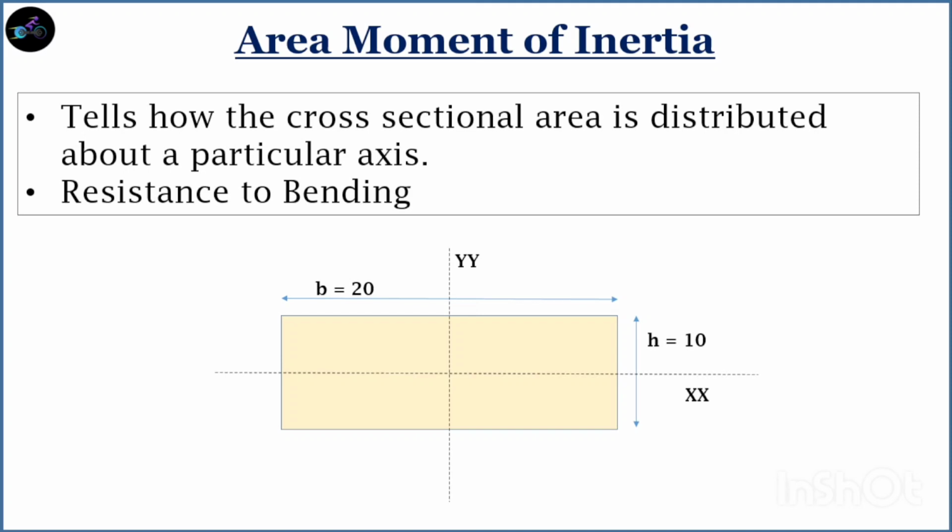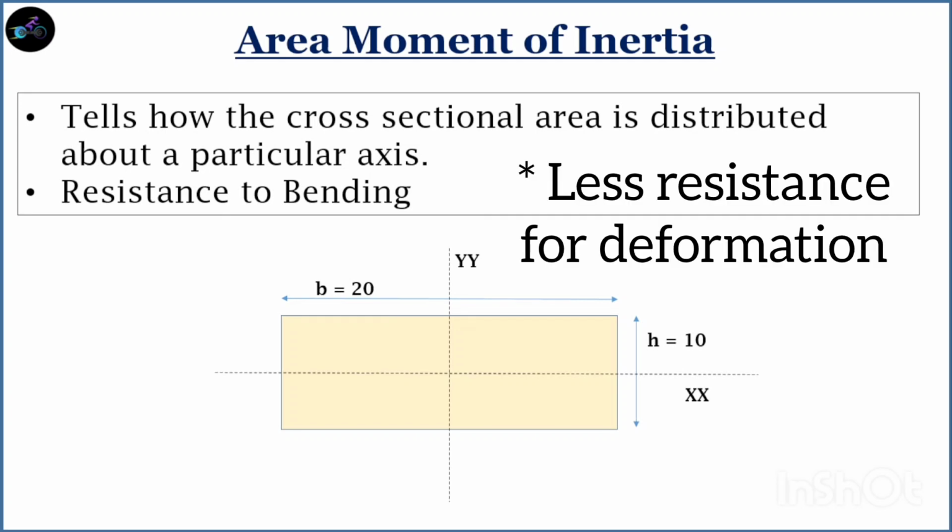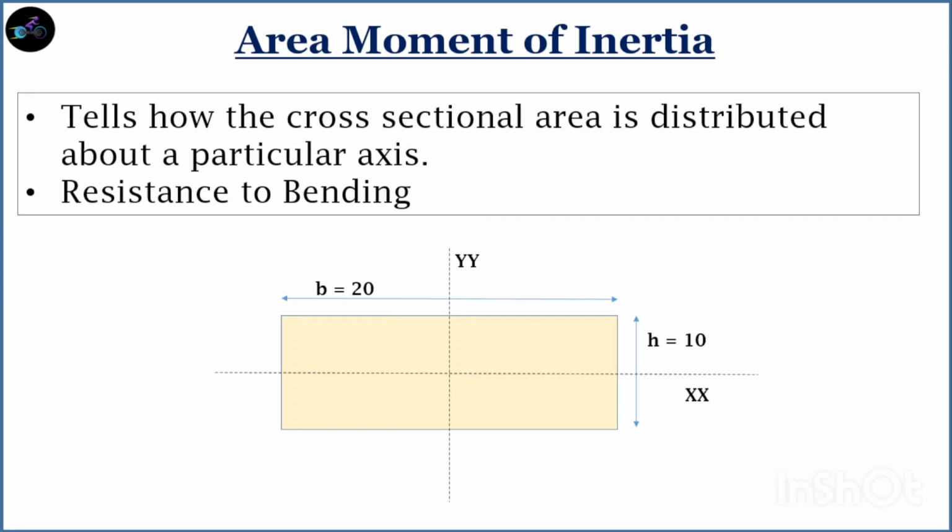So in this figure, if you see below, you have two axes. One is xx, one is yy. So you can calculate the moment of inertia with reference to axis xx, also with reference to axis yy. The axis which is having the more moment of inertia will have more resistance for bending. The axis which is having less moment of inertia, I'm talking about the area moment of inertia, will be having less resistance, and that axis will be considered for design calculations.